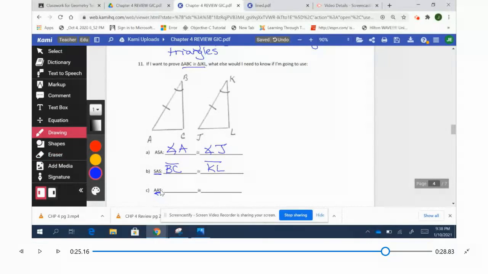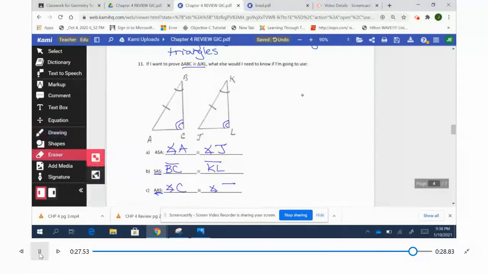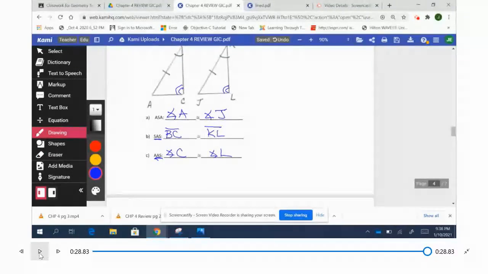And last one, we want to go by angle, angle, side. So make sure that this side is not the included side. We've got to go with angle C congruent to angle L. And that's it for page 4 of our chapter review.